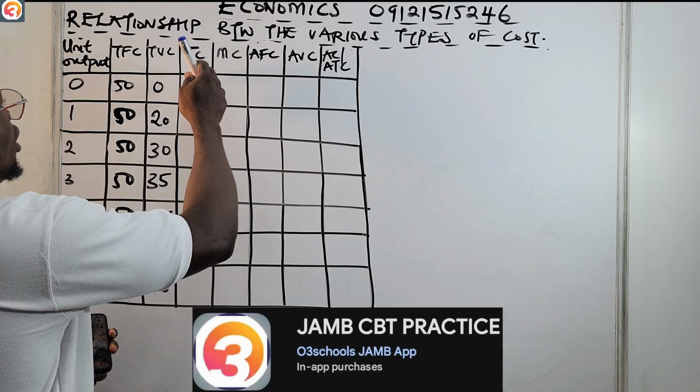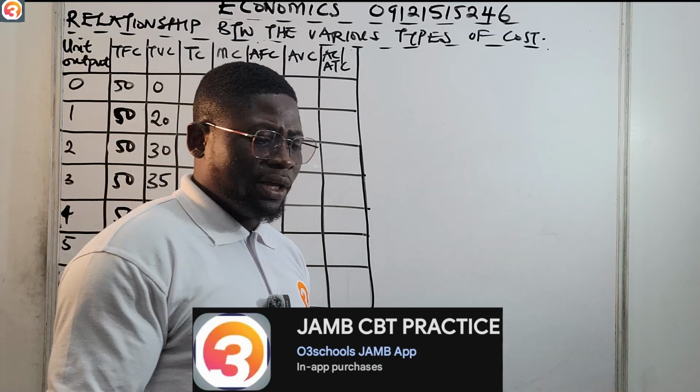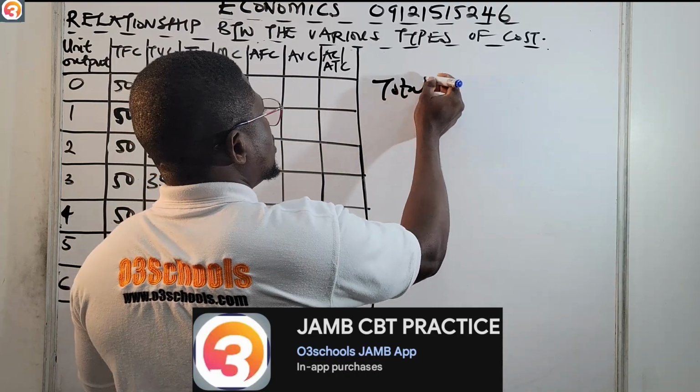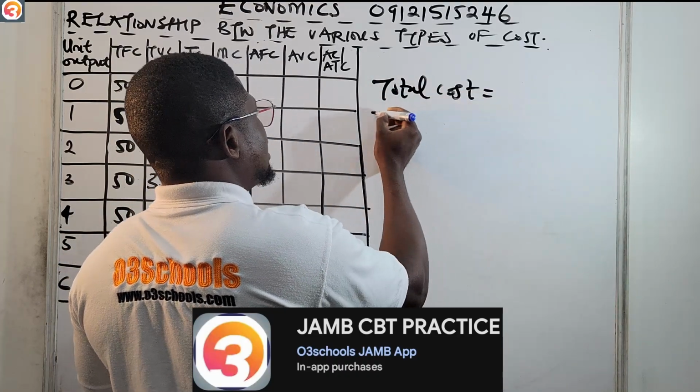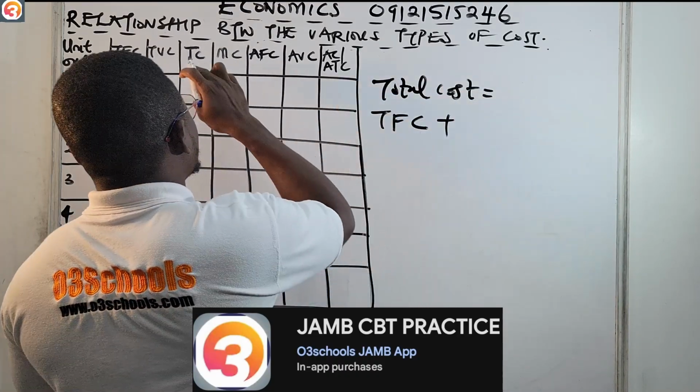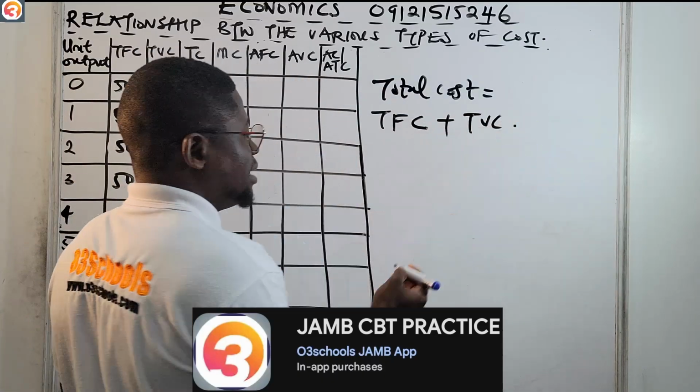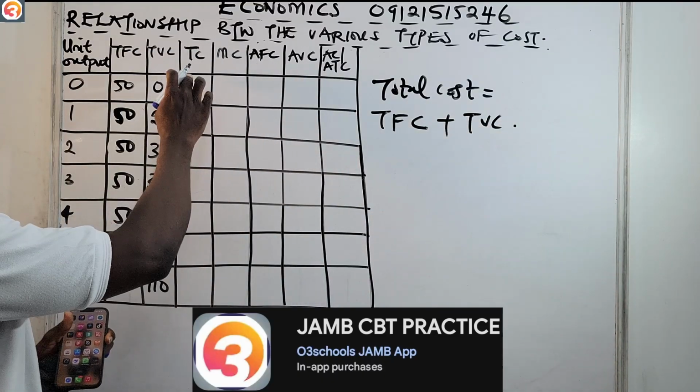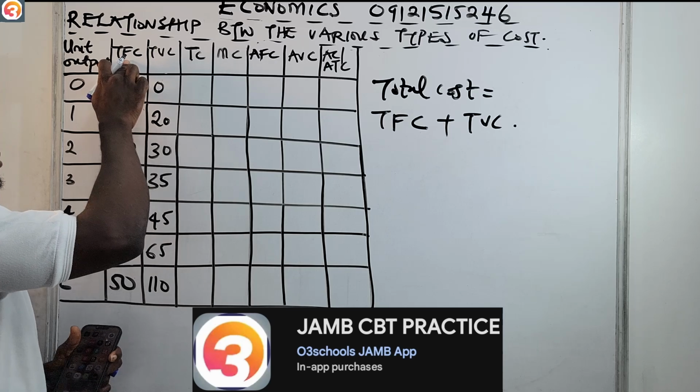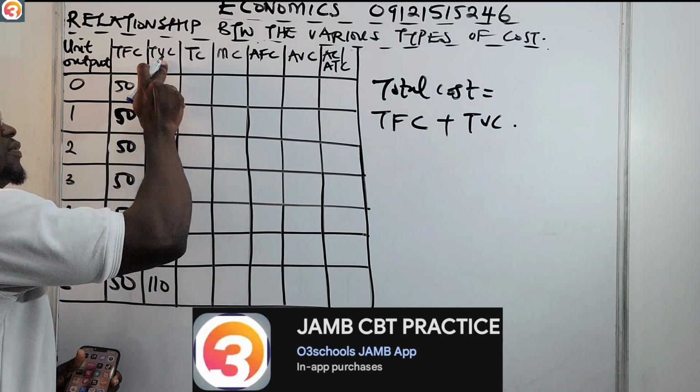Now, for total cost, we remember the formula. We say that total cost is equal to what now? Total fixed cost plus what? Total variable cost. Remember, right? Yes, that means if we want to get our total cost, we add total fixed cost plus variable cost.